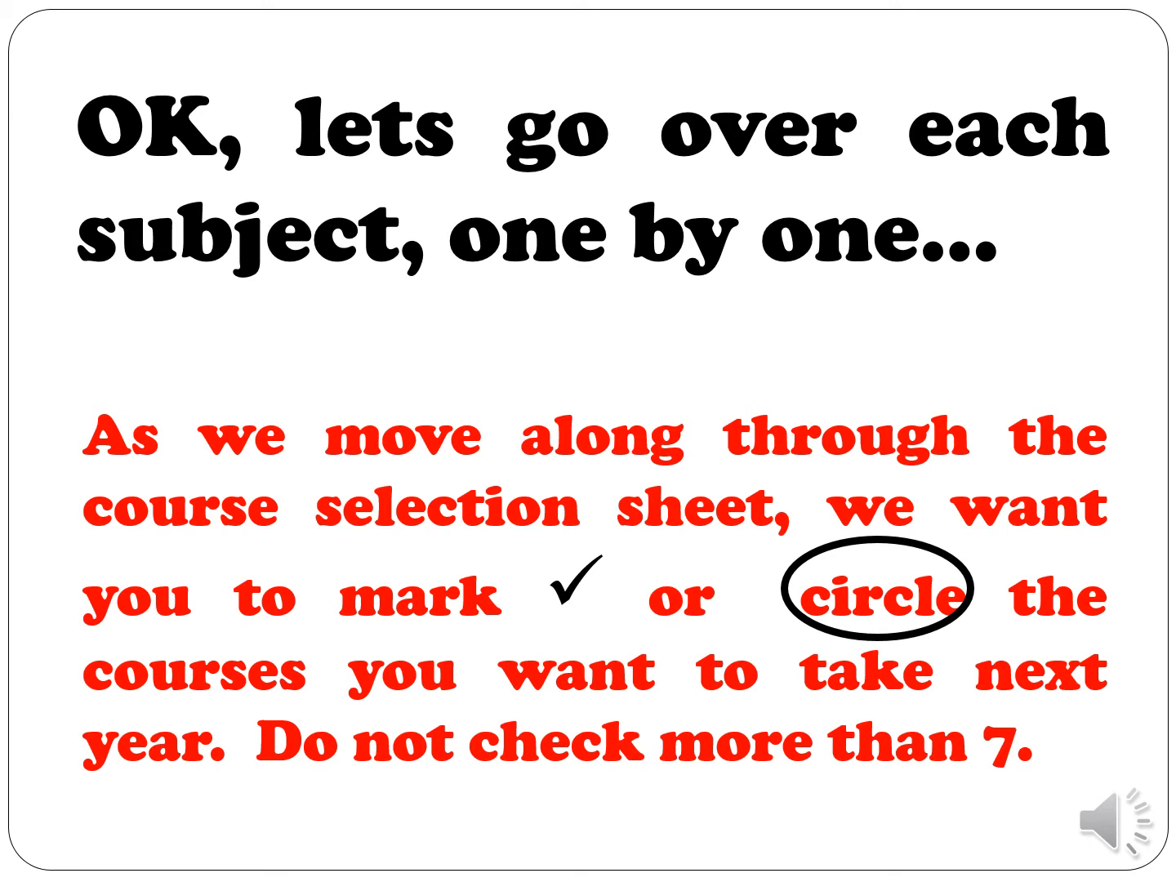Okay, so now we're going to go over each subject one by one. As we move along through the course selection sheet, we want to make sure that you check off or circle the courses that you want to take next year. Do not check off more than 7.